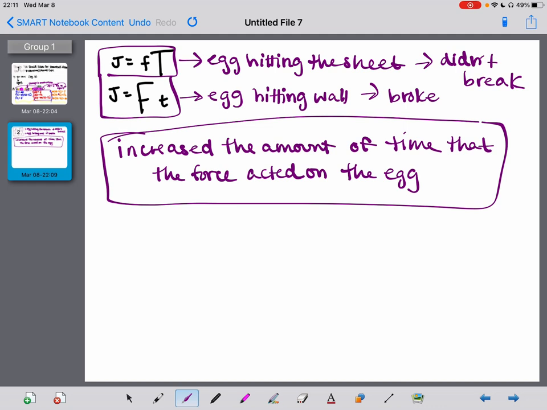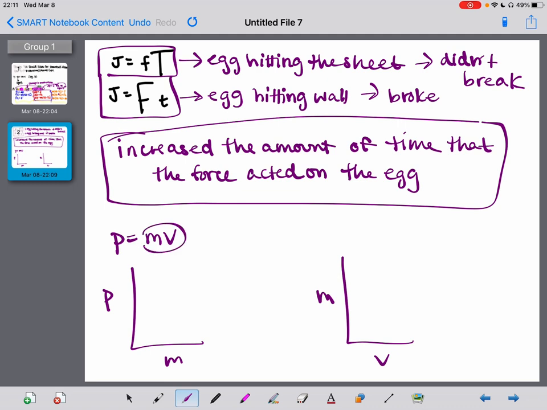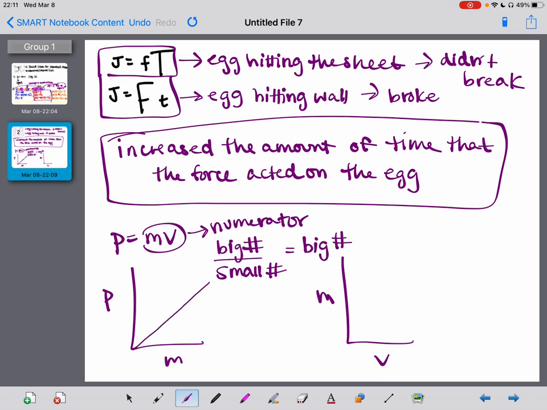Also, another big deal is the idea of momentum: momentum versus mass and momentum versus velocity. Because both of these are in the numerator, it's always going to be a big number over a small number, which means the other side of the equal sign is always going to be a big number. So when mass is doubled, so is my momentum. When my velocity is doubled, so is my momentum. Okay, so those are direct linear relationships.